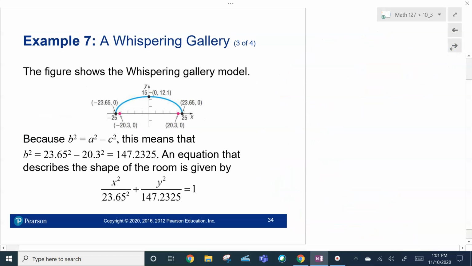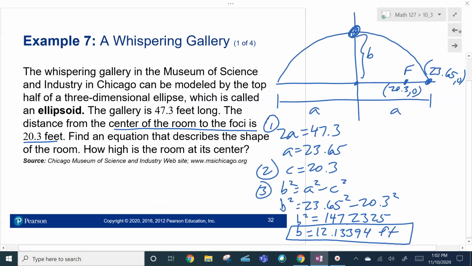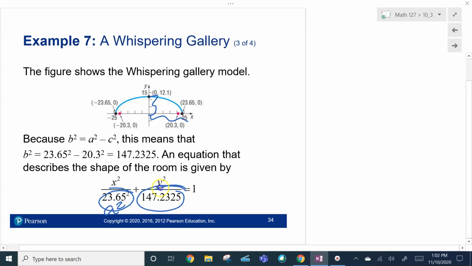There's a little better picture of that thing. And the equation, of course, would be, make sure you square your A, and then over here we would take that and square it as well, for our 23.65. That's our A distance. Here's our A, and that's squared, and then there's our B, which was 12.13394, squared is about 147.2325.